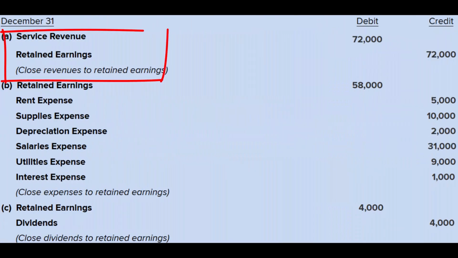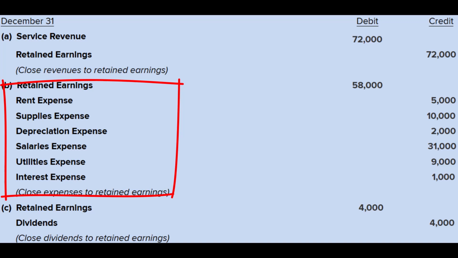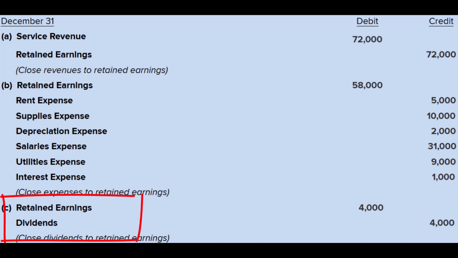First, we close revenues. Since service revenue has a $72,000 credit balance, we debit service revenue for $72,000 to zero it out, and we transfer that amount by crediting retained earnings. Second, we close expenses. All expense accounts have debit balances, so we credit each expense account for its balance to zero them out. We then debit retained earnings for the total amount, which is $58,000. Third, we close the dividends account. Dividends has a debit balance, so we credit dividends for $4,000 to close it, and we debit retained earnings.